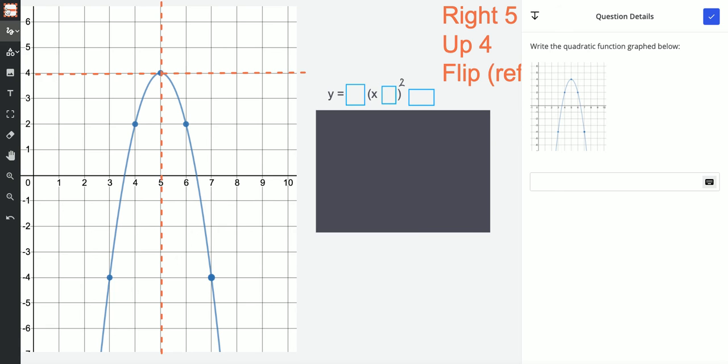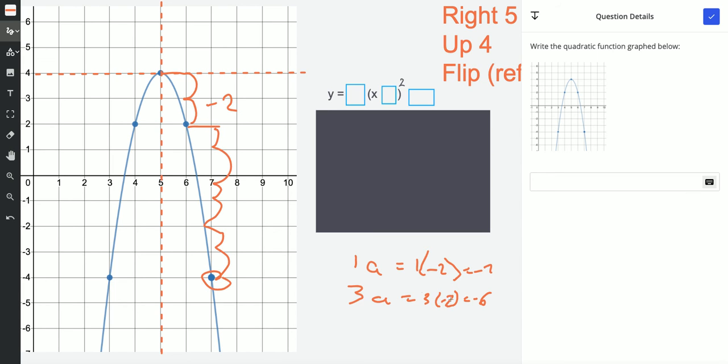Well, it looks like I went right 1 and down 2. So I went down 2. Well, if it's 1a, 3a, and a is -2, 1 times -2 gives me my -2. So then 3 times my -2, and this is just a good check step, is -6. Well, do I go right 1 and down 6? Let's check. 1, 2, 3, 4, 5, 6. Hey, I went down 6, which confirms my a value is -2, which matches my flip.